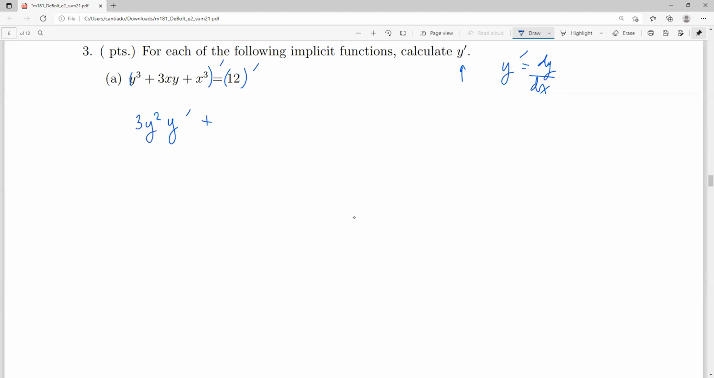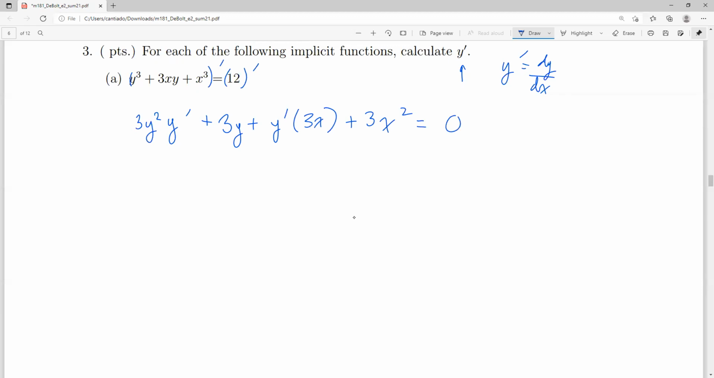Derivative of 3xy is product rule, so the derivative of the first, the derivative of 3x is 3 times y, plus the derivative of y, so that's y prime times 3x, plus the derivative of x cubed, that is 3x squared. And then the derivative of 12 is 0.